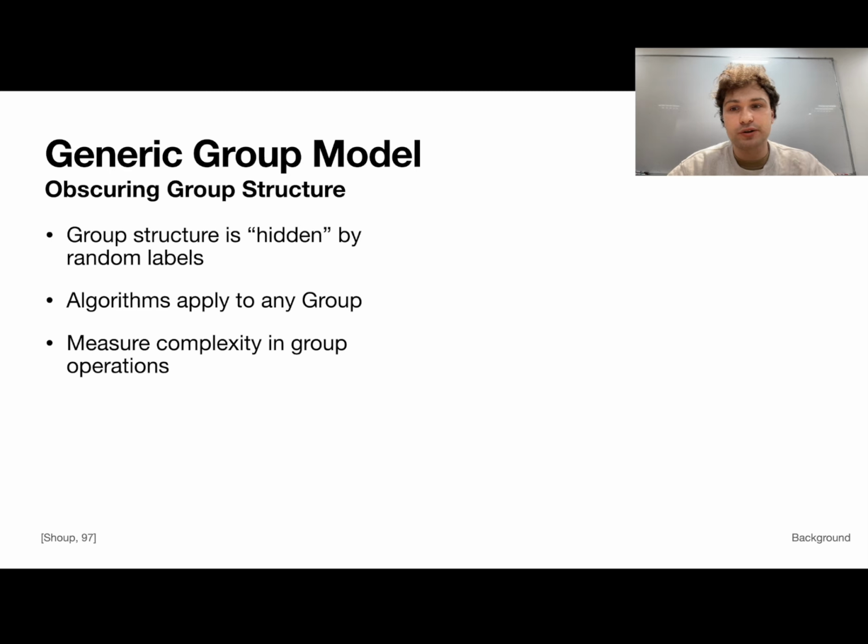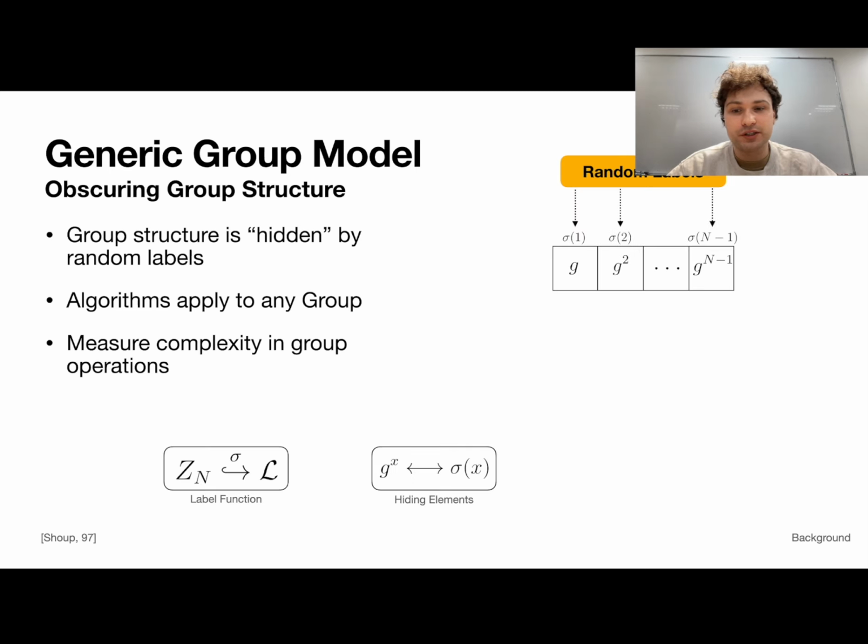The way this is going to work is we're effectively going to generate some labeling function which says, okay, instead of g, I'm going to give you sigma 1, where sigma 1 is just some random label that I've applied to g. And instead of g^2, I'm going to give you sigma 2, right? So effectively we're taking these group elements and hiding them behind random labels that are not known to the algorithms themselves.